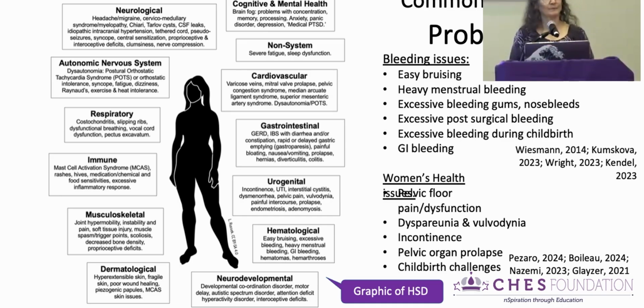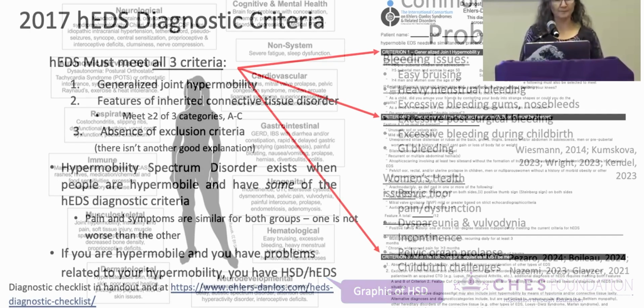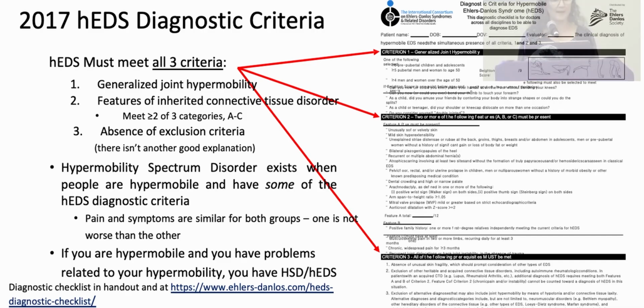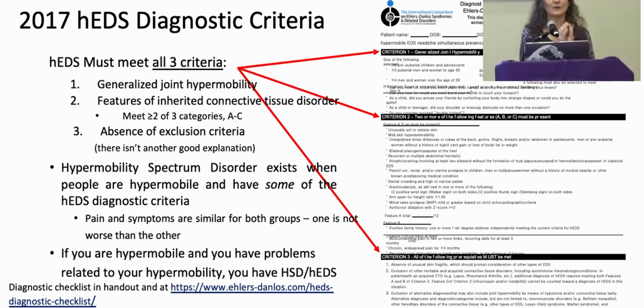So it's not just bleeding disorders that might be relevant to some of you, some of these other women's health issues may be. These are the diagnostic criteria that were created in 2017. I don't like them. I'll be straightforward about that. As I said, they're created by geneticists to find a gene. And so they were trying to be as narrow as possible, and they left out a lot of people who needed to be diagnosed. It's got 3 criteria.